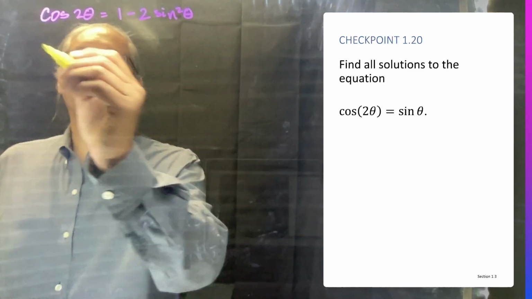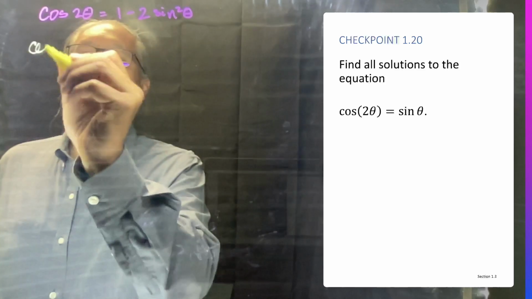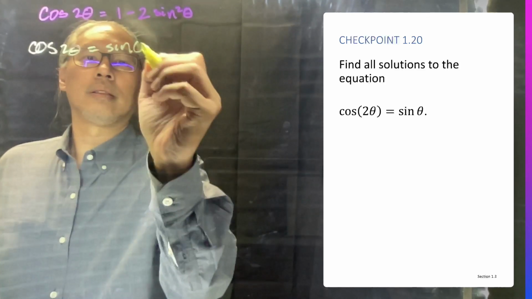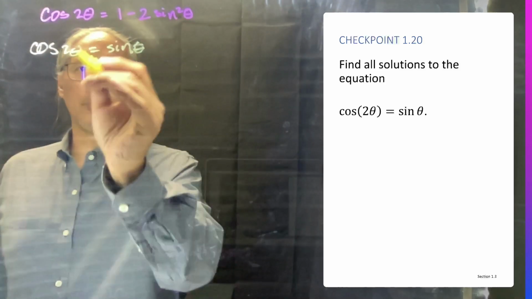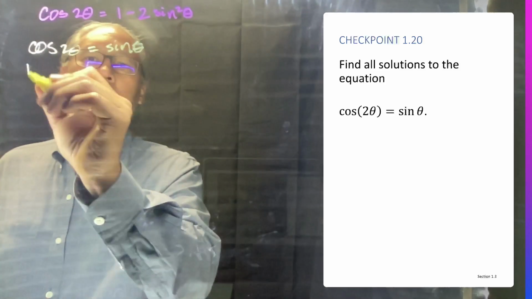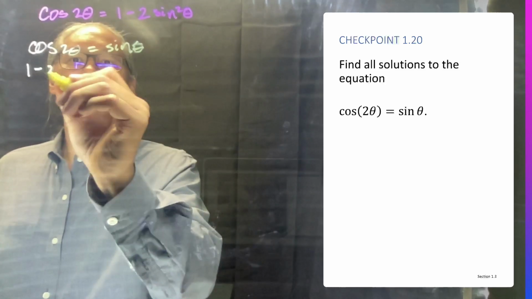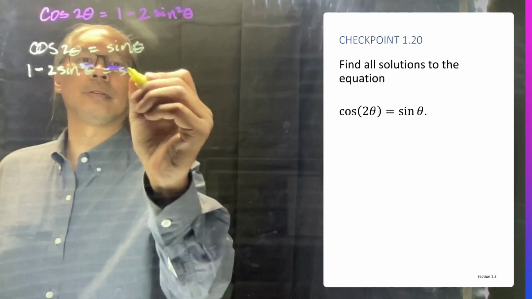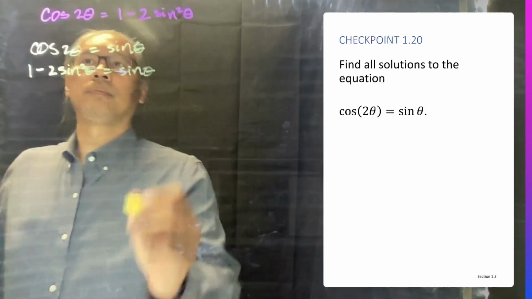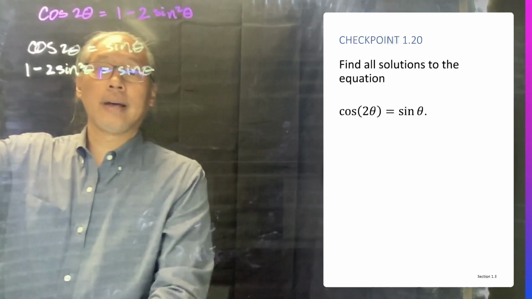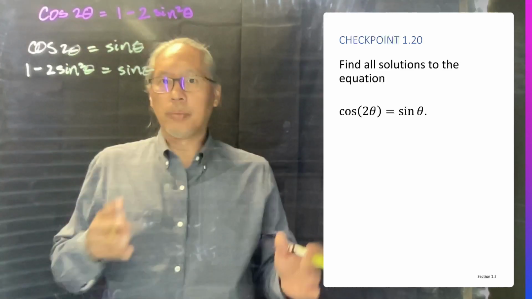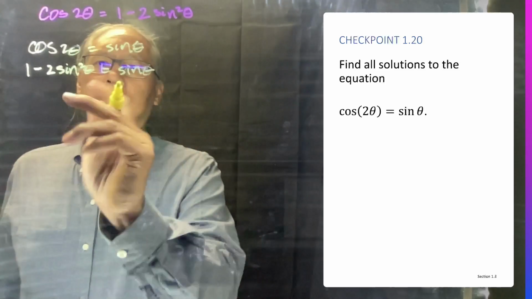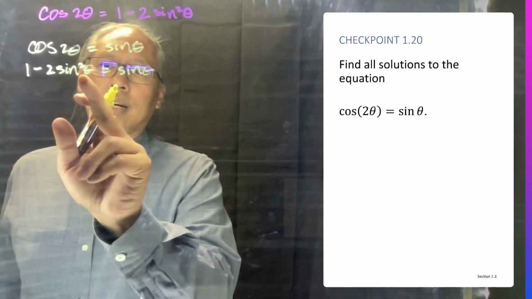All right, I'll rewrite the equation. We have cosine 2 theta is equal to sine theta, and what I want to do is replace this cosine with 1 minus 2 sine squared theta is equal to sine theta. And once we get that part, I want to bring everything over to one side and treat it like it's a quadratic. And it looks like this has a negative sine squared.